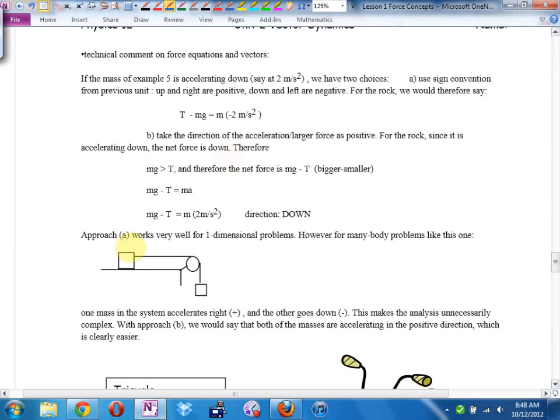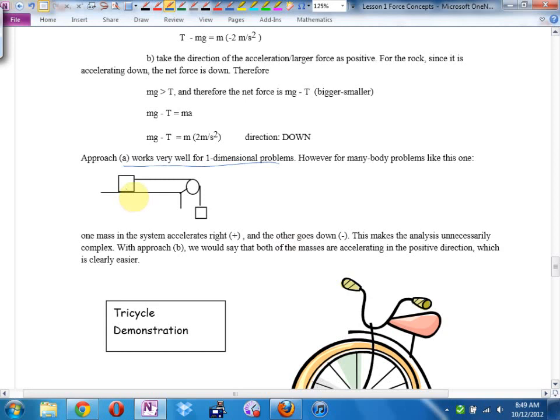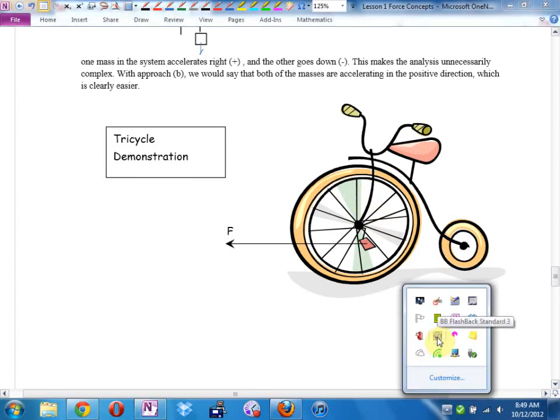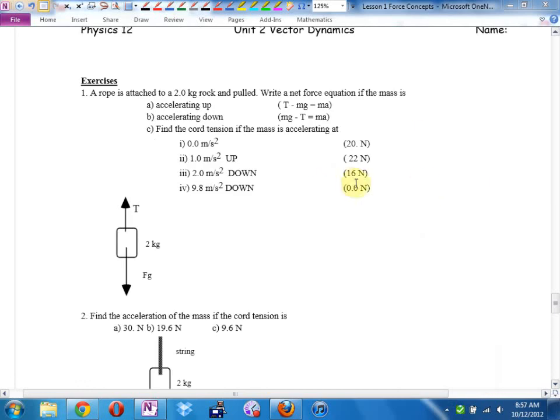So I wrote down here, this first approach works very well for one-dimensional problems, but for many-body problems where you have something moving to the right, which last unit was positive, and something else moving down, which last unit was negative, let's just not worry about always having right be positive and down be negative, because that's going to get confusing. We're going to decide which way it is accelerating. That's the winning direction. That's the positive direction. Okay? I wrote down here tricycle demonstration, one of my favorite demonstrations. I have to pause the video, though.